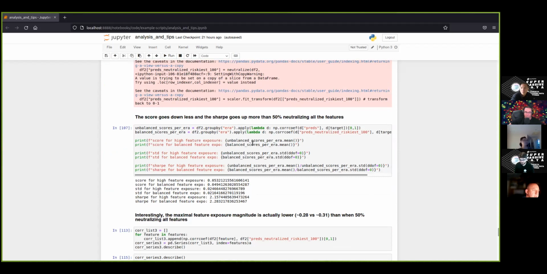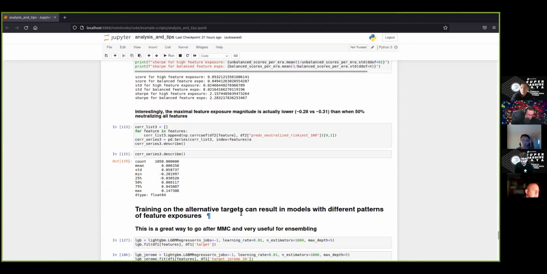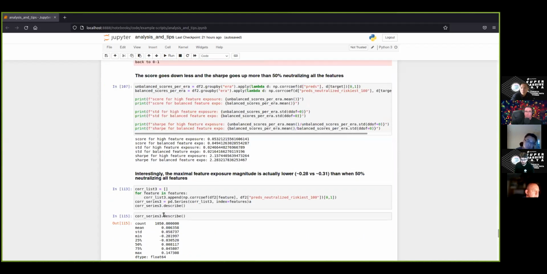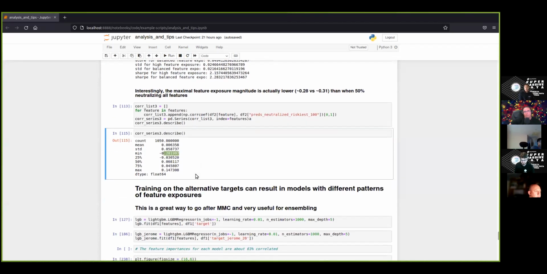I found it pretty interesting that the maximum exposure after half neutralizing the select group of features is actually a little bit lower than it was when half neutralizing all of them. That was a little bit unexpected, but that's how it turned out.